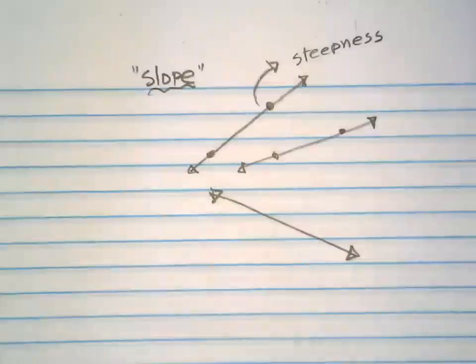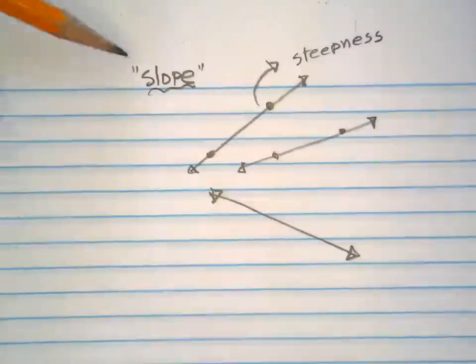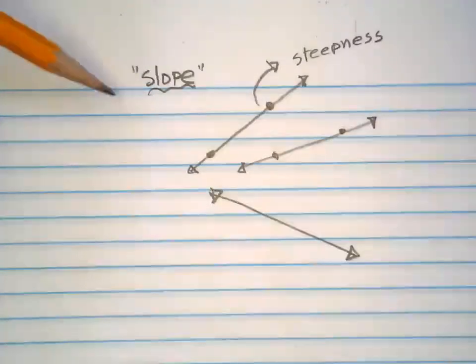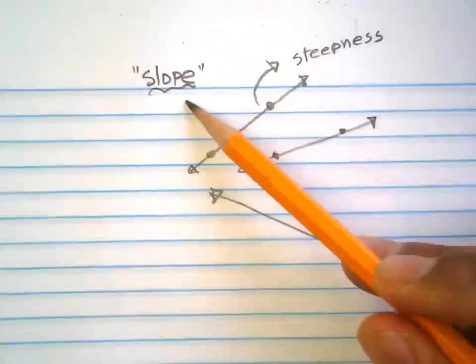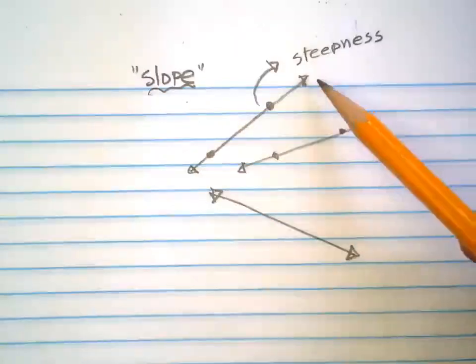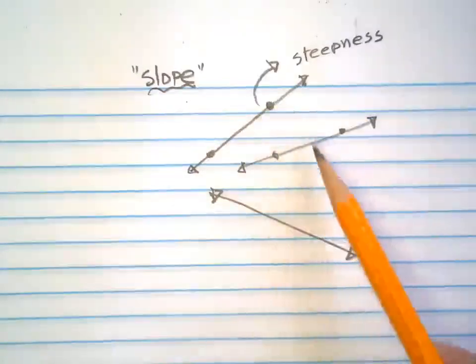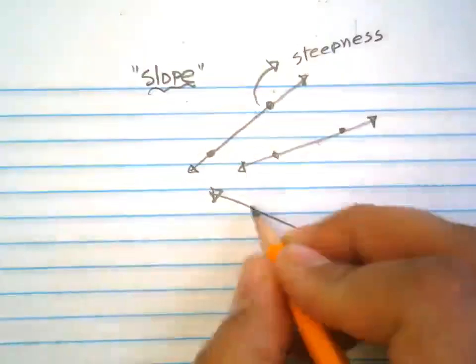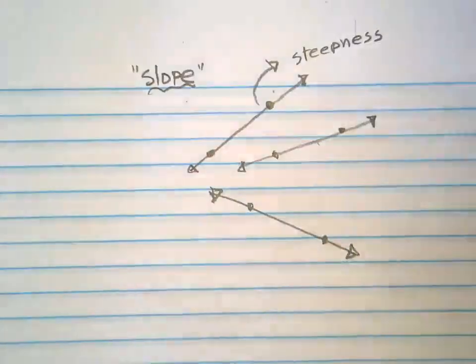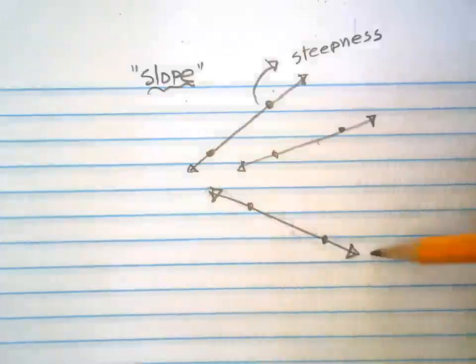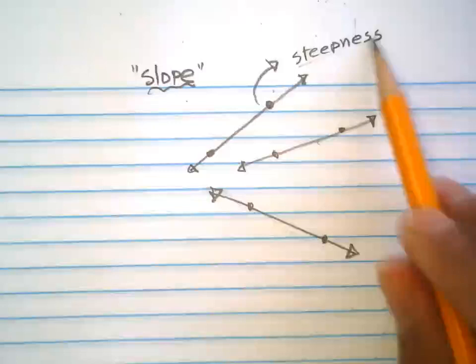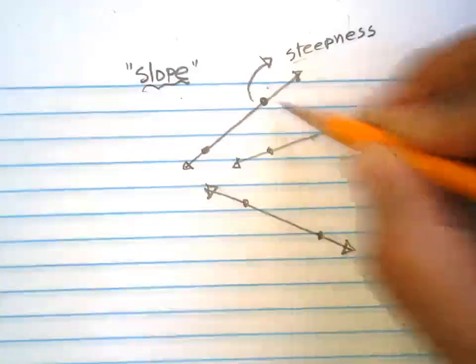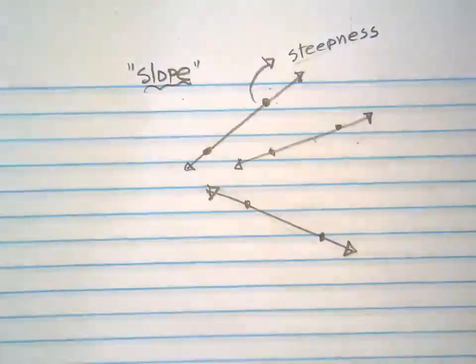Hello students, today I'm going to talk about a very important topic of mathematics. It's called slope. Slope is always related to a line. So I draw three lines here, and slope tells you how steep a line is. These three lines have three different steepnesses. This line is going down, this is going a little bit up, and this is going more up. So this line is steeper than this one, and this one is going down.